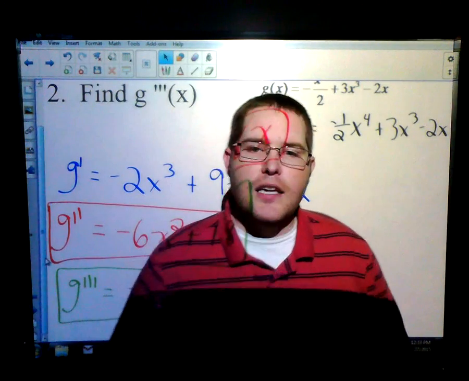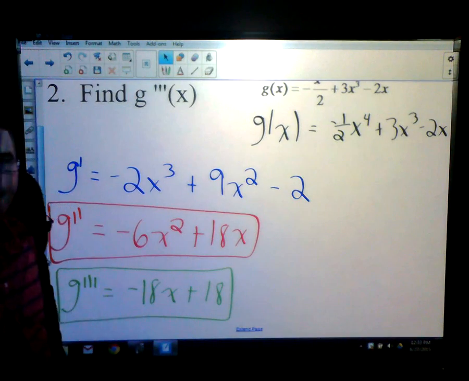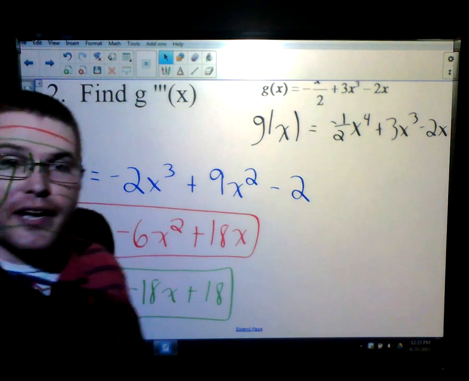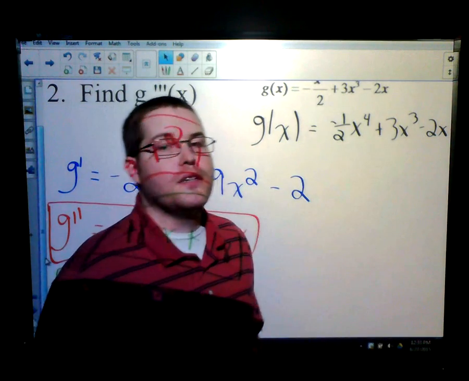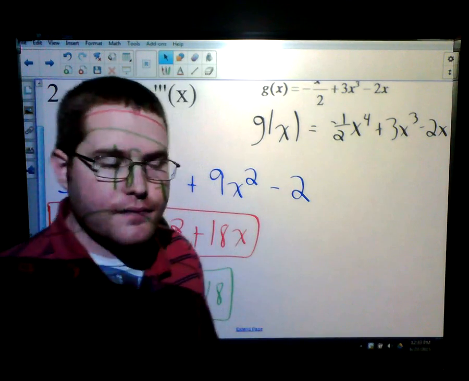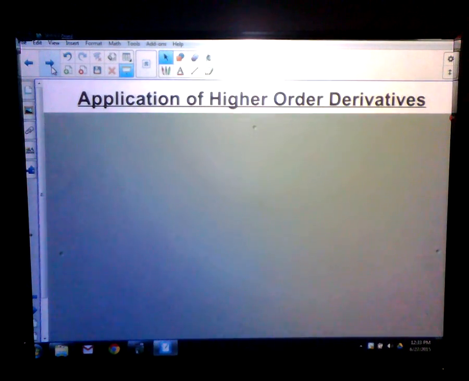Question, if I keep taking the derivative, what's eventually going to happen to my thing? It's going to go away and you're going to get 0. If you have a polynomial and you take enough derivatives, you're going to get 0. Okay, why are we doing this? What are higher order derivatives? I know the first derivative is rate of change, so what would the second and third and fourth derivatives be?